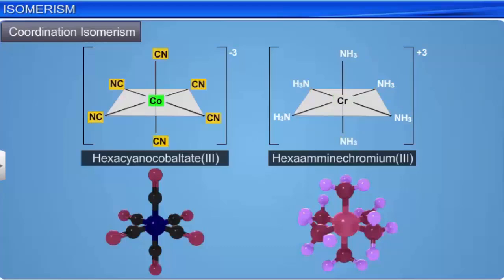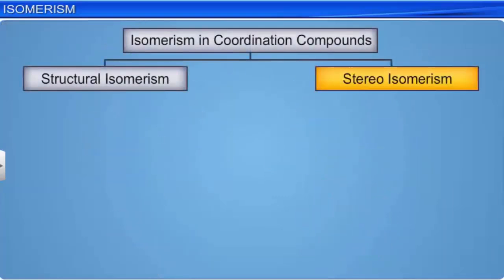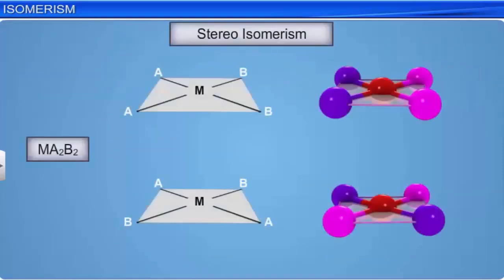Let's now look at stereoisomerism. Compounds with the same chemical formula and chemical bonds, but different arrangement of atoms or groups in space, are called stereoisomers. Stereoisomerism can be subdivided into geometrical isomerism and optical isomerism.